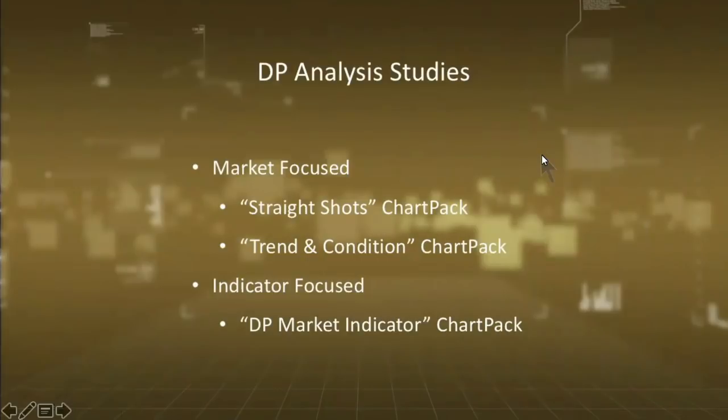So first of all, with DP analysis studies, there's pretty much two ways to go about it. And we have chart packs that really give you the opportunity to study the market from two different directions. One I would call market focused, meaning you're focusing in on one particular index, mainly indexes is what we have in there. And you want to look at straight shots or trending conditions. You really are concentrating on that one index. You can get some market indicators out of that, but in general, what you're looking at is just focusing in on, say, the S&P, and then looking at all the different indicators for the S&P.